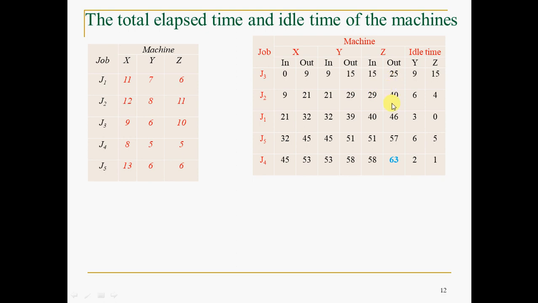So like that, for Y you have to see. This is 15 to 21, 6. First 9 minutes, then 29 to 32, 3. Then 39 to 45, 6. 51 to 53, 2 minutes. So if you add all this, you will get the idle time of Y.